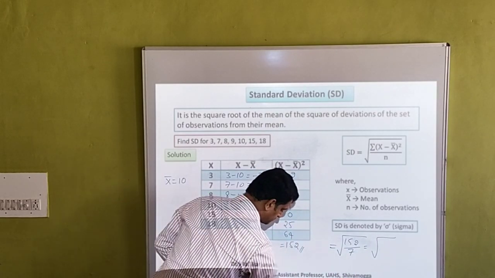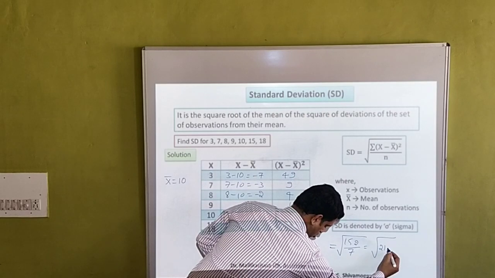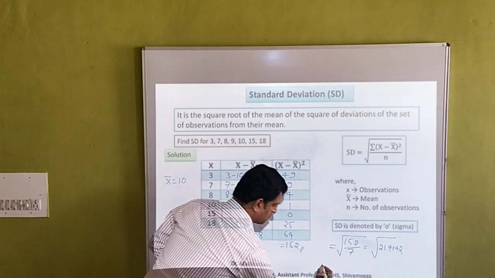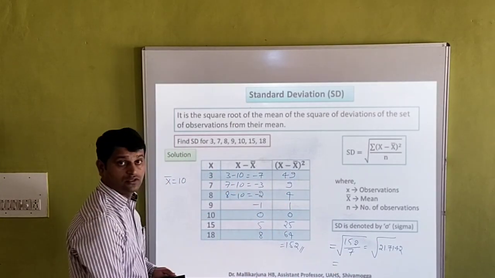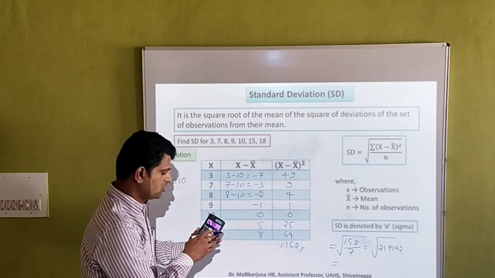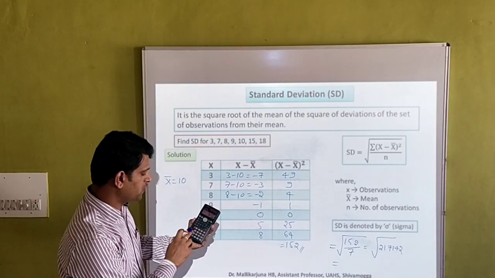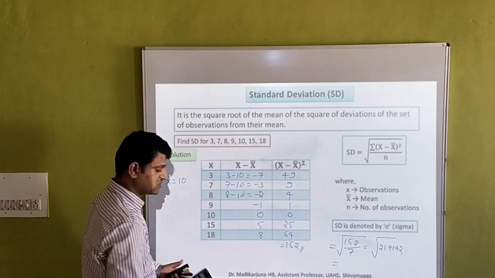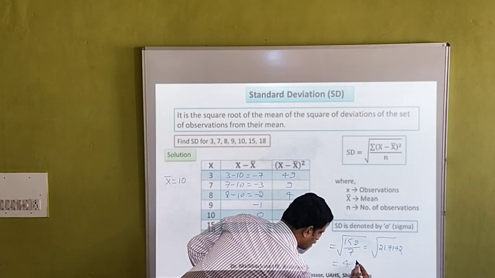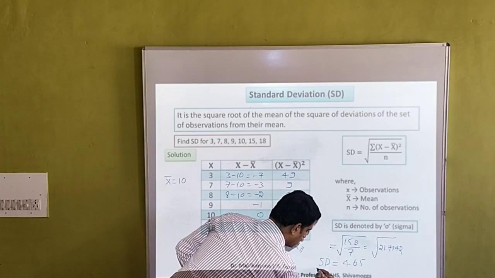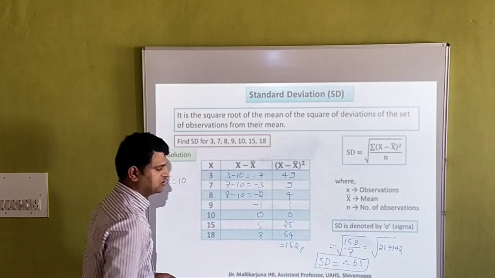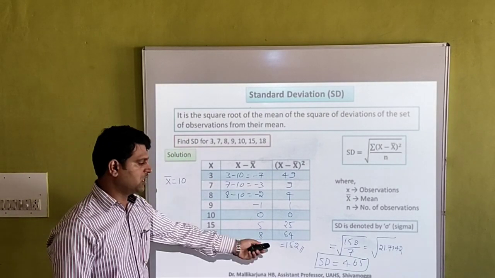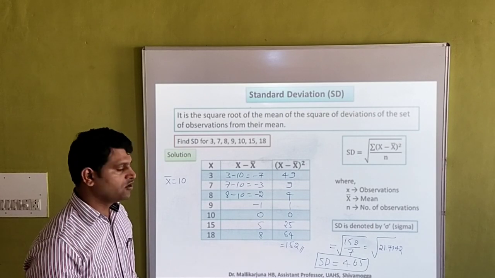Square root of 21.7142. Using a calculator, the square root of 21.7142 is 4.65. This is the value of the standard deviation. Here there is no unit. If there is any unit, we have to mention the unit. SD is 4.65.